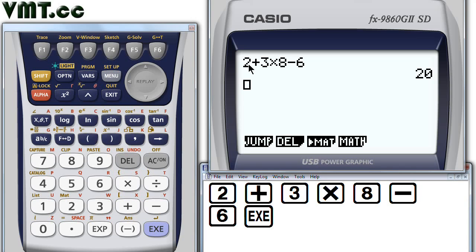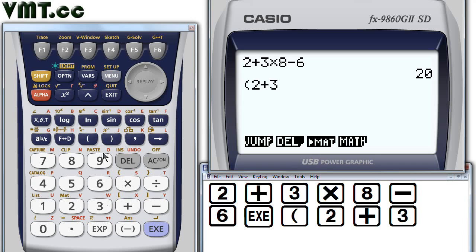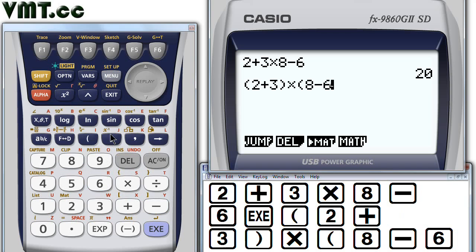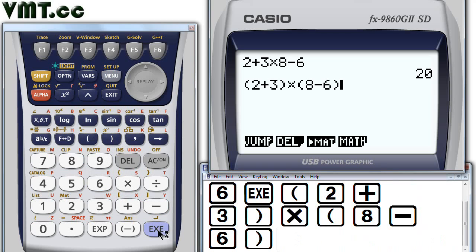We can change the order of operations by using parentheses. Let me show you. Open parentheses, 2 plus 3, close parentheses, times, open parentheses, 8 minus 6, close parentheses, execute. The answer is 10. It's a different answer because it's a different order of operations.